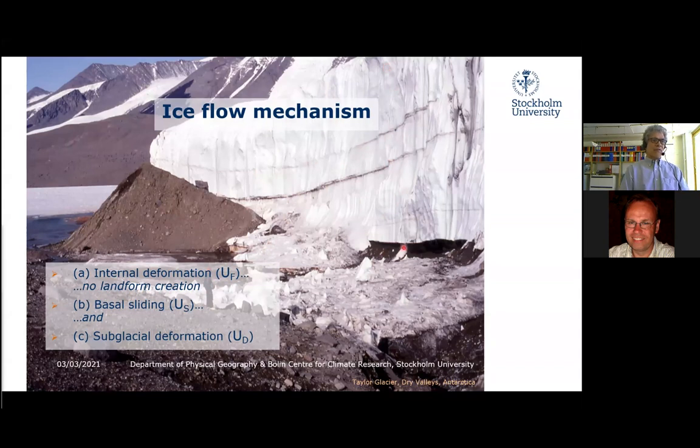But you can also have differential movement between the sole of the ice and the underlying landscape, and then you call it basal sliding, given as US. And then, of course, the sediments underneath could deform, and that would also give you a component of ice flow motion.